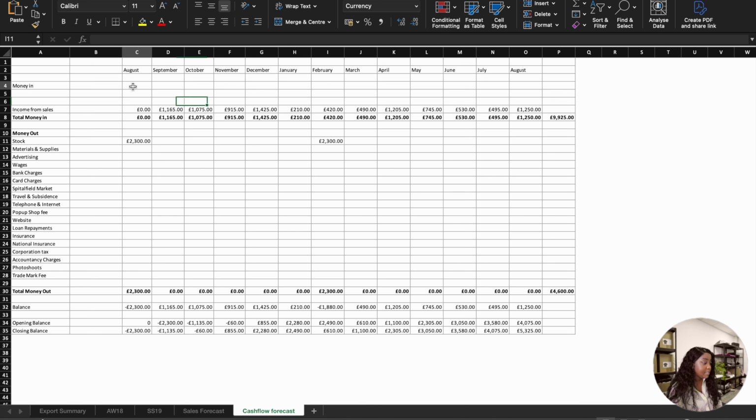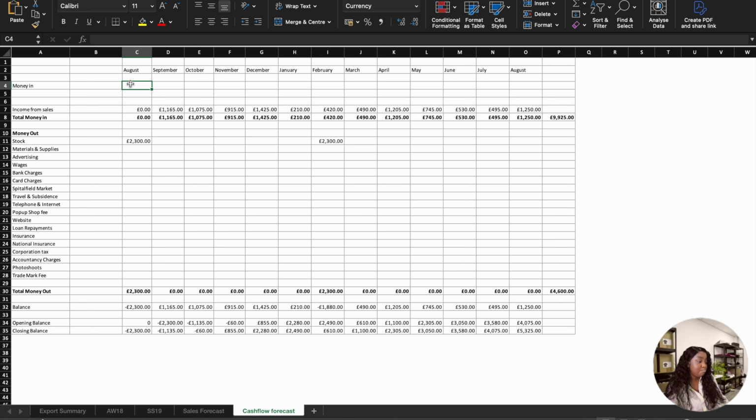So up here, you will see it says money in. So maybe you have somebody that's investing in your business. Maybe you've decided to go down the Princess Trust route and you're getting some funding or whatever. So we can actually pop in some money coming in, because at the end of the day, you're going to need money to actually make this purchase.